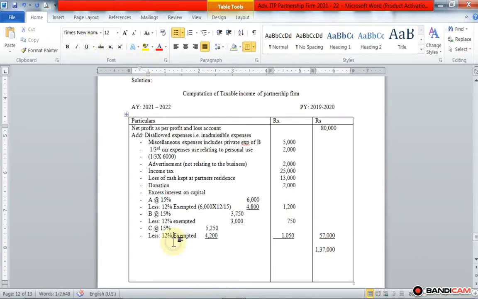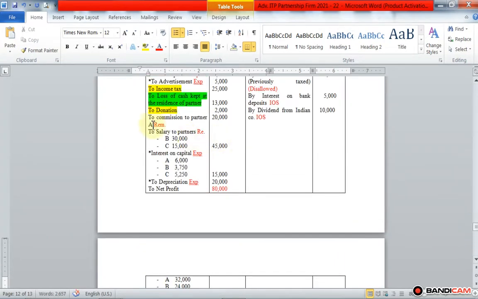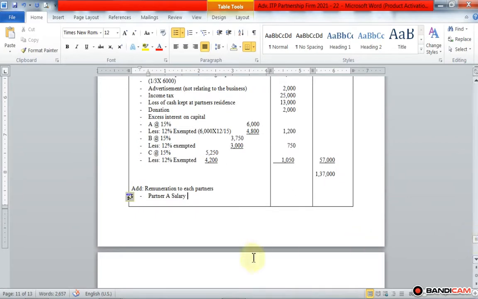What we add? After adding the excess interest on capital, we add remuneration to each partner. So for partner A, see the salary given to partner A. Here remuneration is commission to partner A 20,000, and salary to partners B and C. Salary is not given to partner A, so the amount of salary is nil in the inner column.